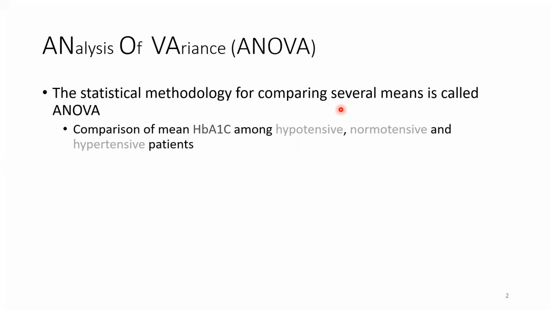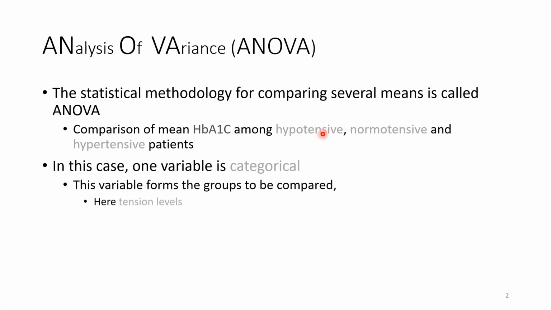hypotensive groups. So we have one continuous variable and we have one more variable with three categories. Here we want to compare our outcome variable across three categories. One variable is, for example, the tension levels. It has three categories: hypotensive, normotensive, hypertensive. And our outcome variable or response variable is numeric. Usually we observe the HbA1c in percentages.